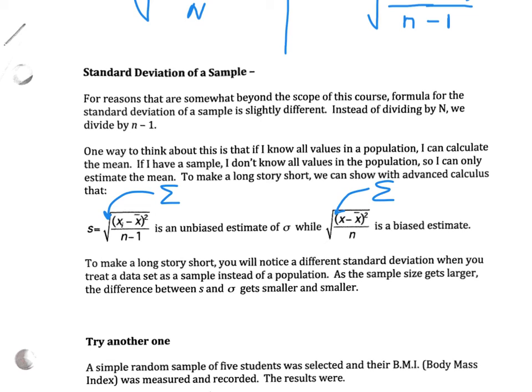And this is basically saying that if we subtract 1 from the sample size, it provides an unbiased estimate of the population standard deviation. If we don't do that, it's a biased estimate. We could use some calculus to prove that. All you need to remember is that there will be a different standard deviation for a data set depending on if it's treated as a population or a sample. So we do have to know that.